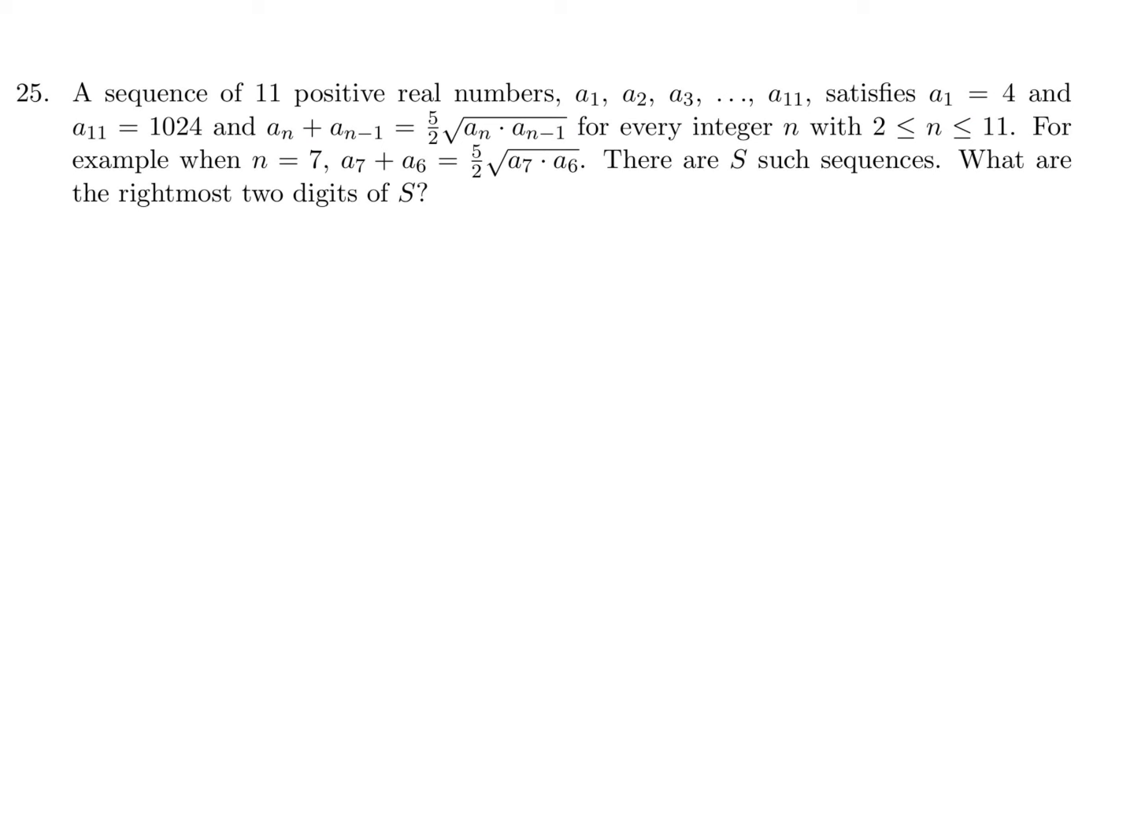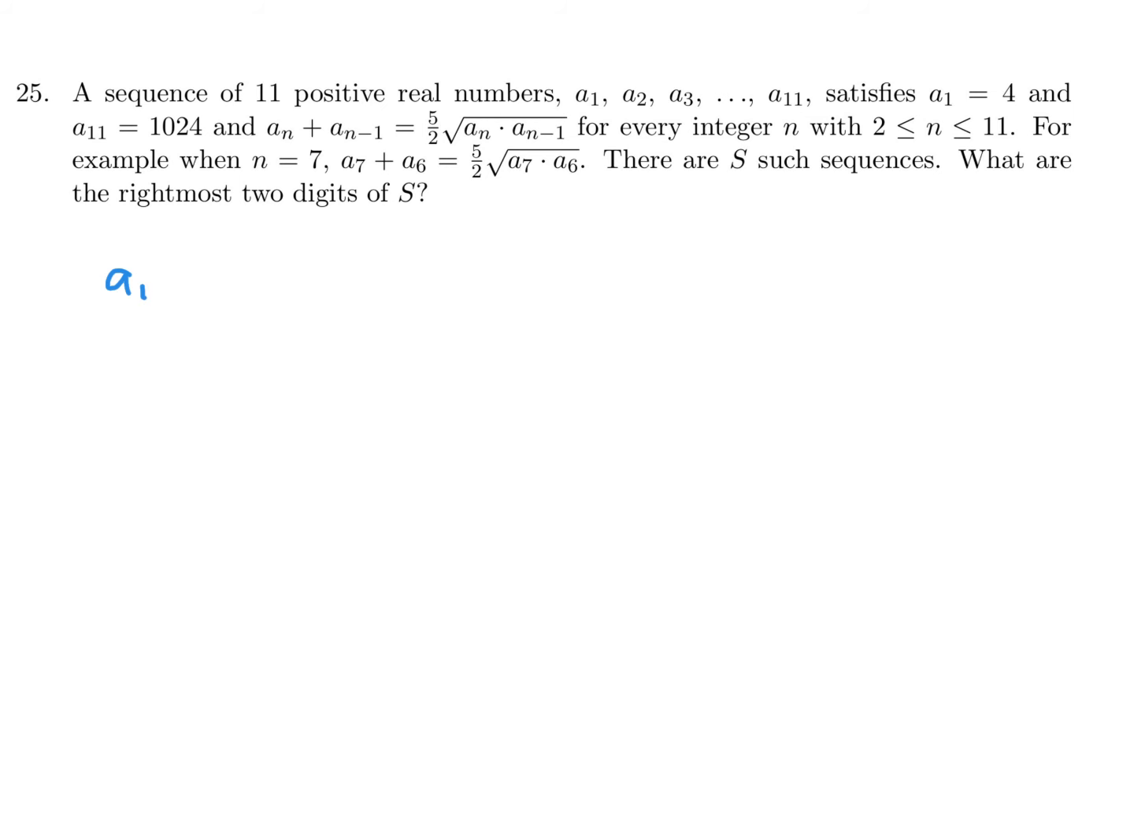A sequence of 11 positive real numbers, A1 through A11, satisfies A1 is 4 and A11 is 1024. And A1 plus A(n-1) is equal to 5 over 2 times the square root of A(n) times A(n-1) for every integer n between 2 and 11 inclusive. For example, if n is 7, A1 plus A6 is 5 over 2 times the square root of A7 times A6. There are S such sequences. What are the rightmost 2 digits of S?